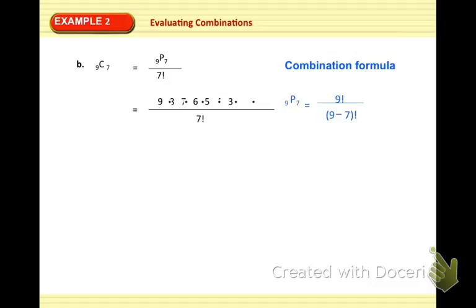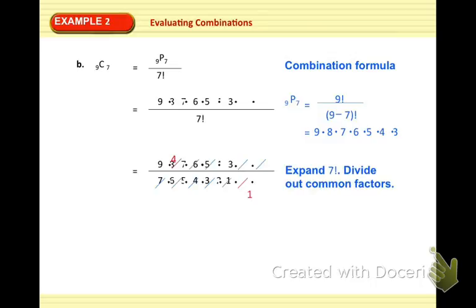So let's try it. Again, you start with your permutation of 9 things taken 7 at a time, and then you divide out the 7 factorial. Again, I think this one's going to be messed up. Sorry about that. And when you simplify, you'll get 36.